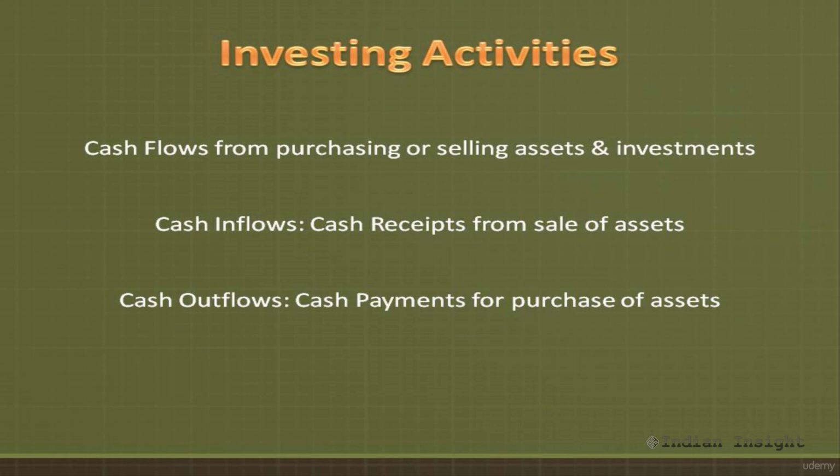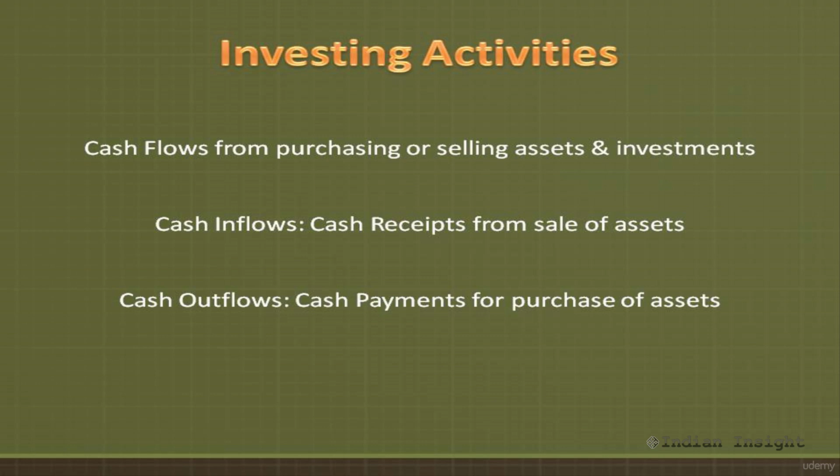The next important category of cash flow is cash flow from investing activities. Cash flow from investing activities includes purchasing and selling long-term assets and other investments. These long-term investments include property, plant and equipment, intangible assets, or other long-term assets, and both long-term and short-term investments in equity and debt issued by other companies.